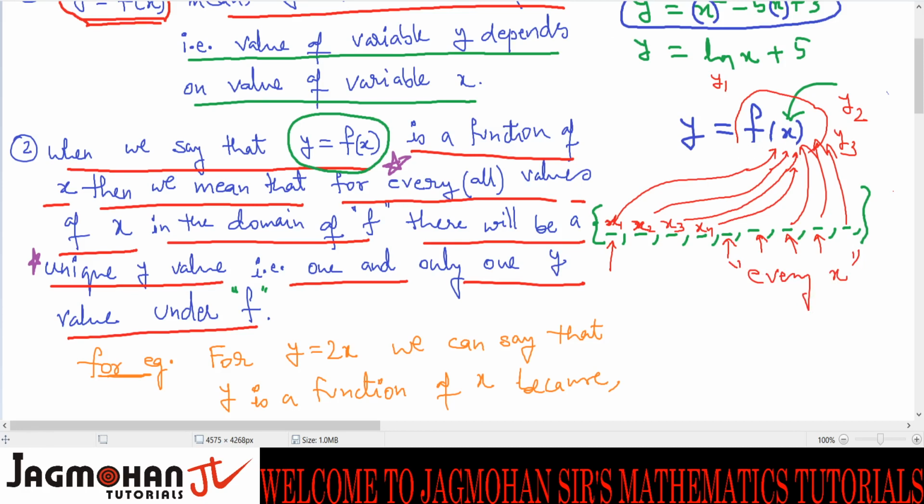If this expression is not giving us some value of y for any particular x value from this set, then this expression will not be considered a function. Why? Because this mathematical rule fails to give us a value for a particular x value. It has to give us a unique specific y value for every x value.